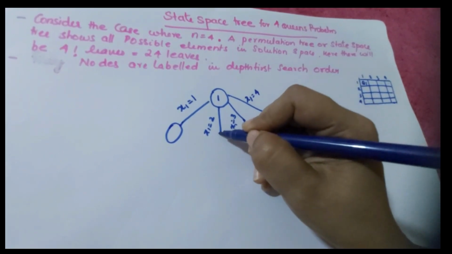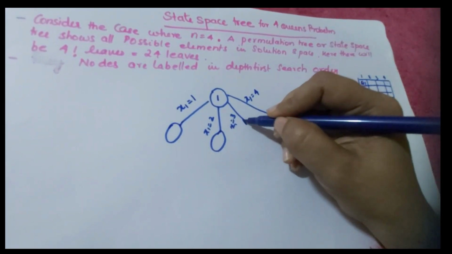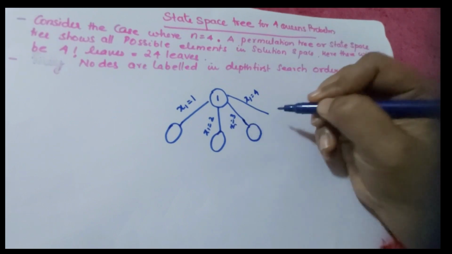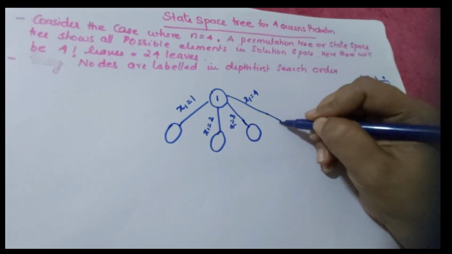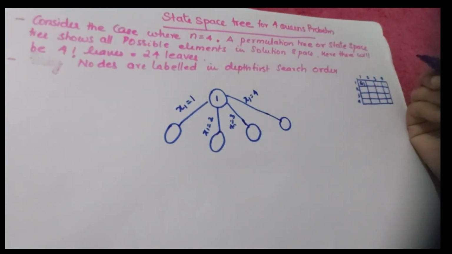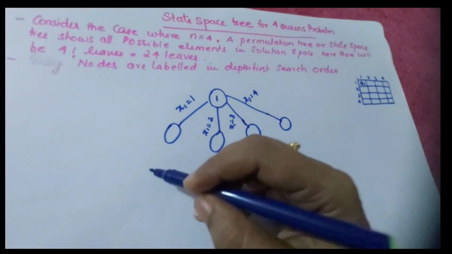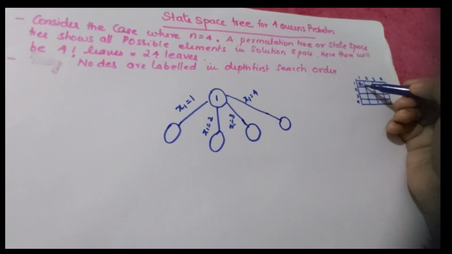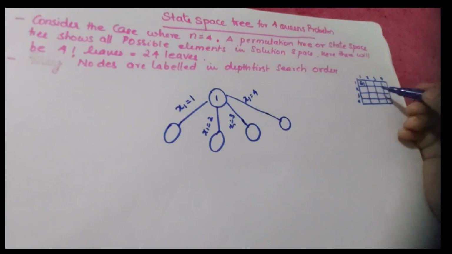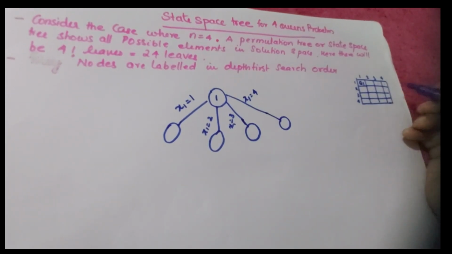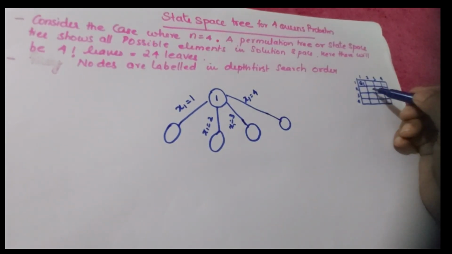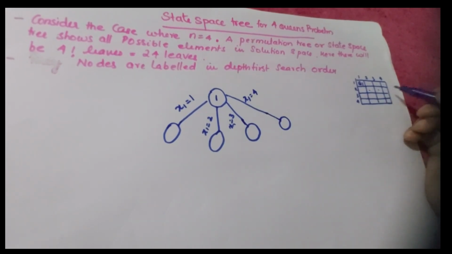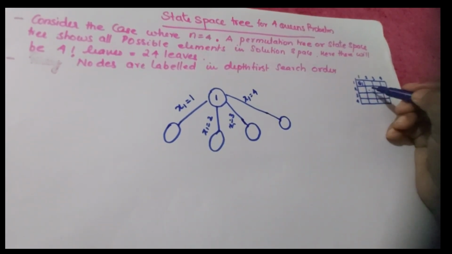If you are taking the second one, you have to consider this node. And if you are taking this one, you have to consider this node. And if you are taking this one, you have to consider this node. Okay. Now, if you are considering x1, if you are considering the queen in the first column, then where all can you place your Q2? Q2 can be placed here, or can be placed here. Suppose I am going to place Q2 over here.